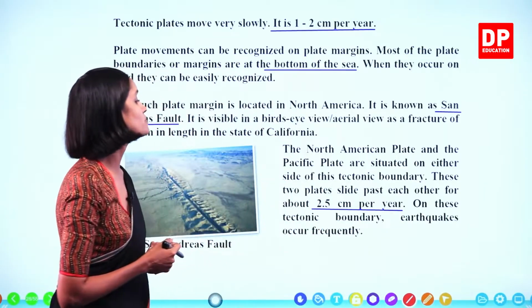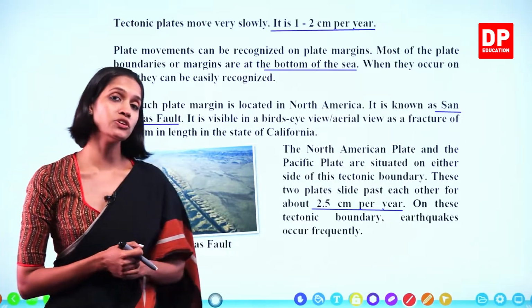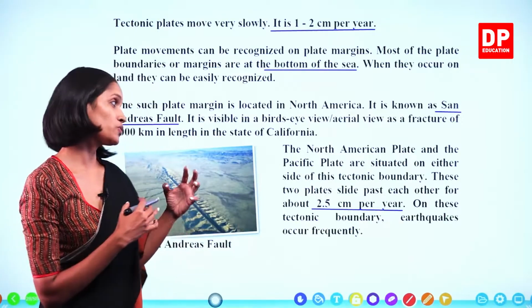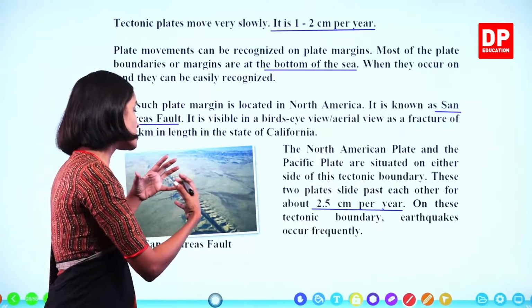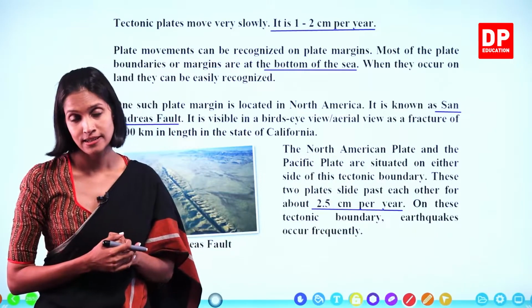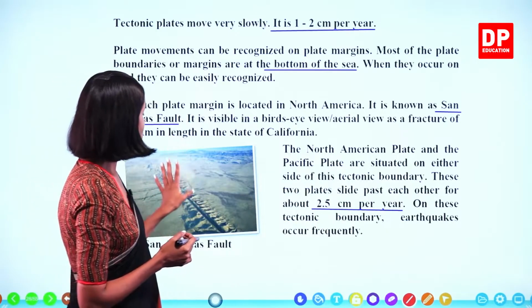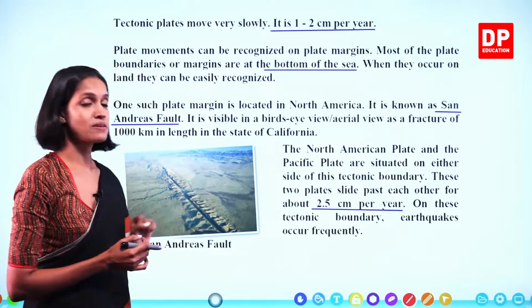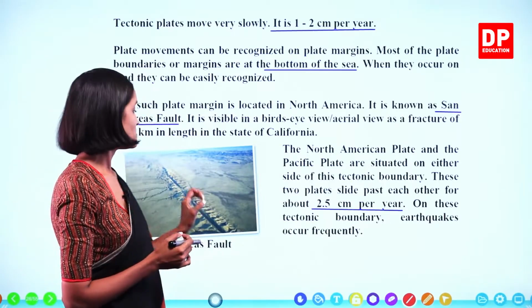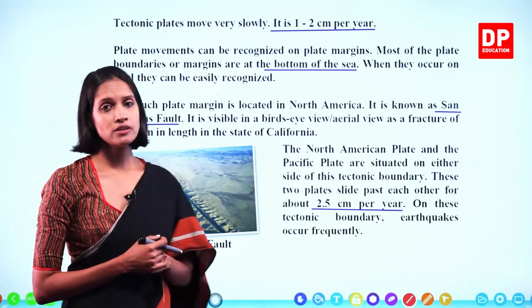On these tectonic boundaries, earthquakes occur frequently. I told you all, the countries located on tectonic plate margins could experience a lot of earthquakes. Right, children? So in this area, a lot of earthquakes could occur. Right, children? So this is known as the San Andreas Fault.